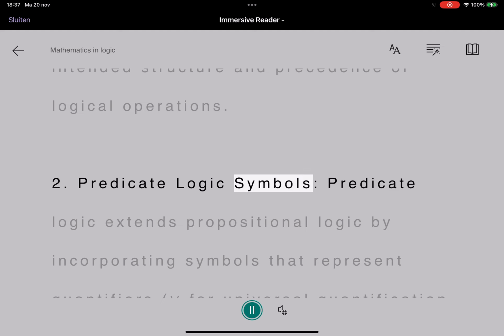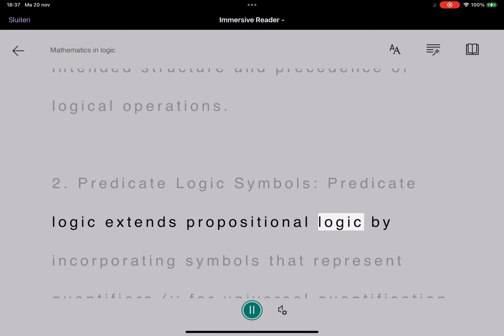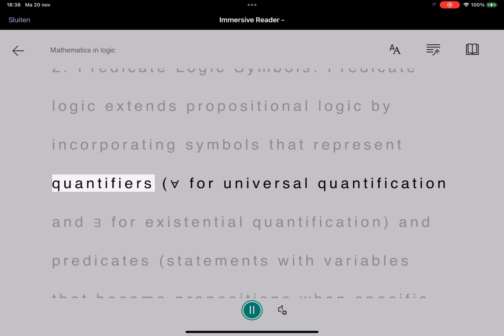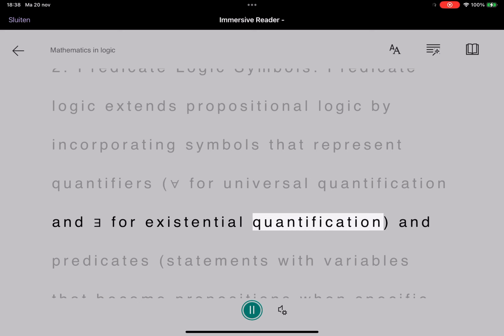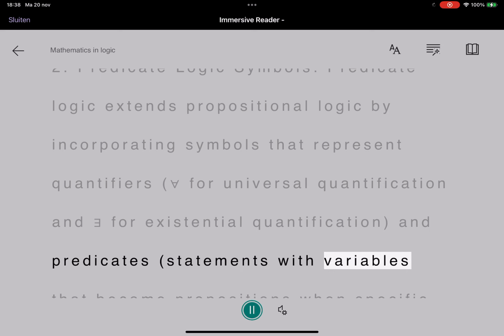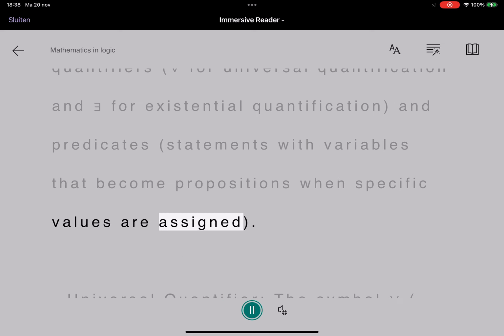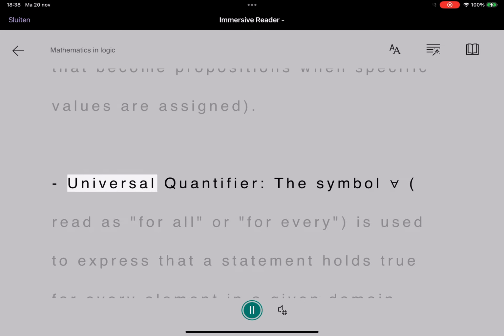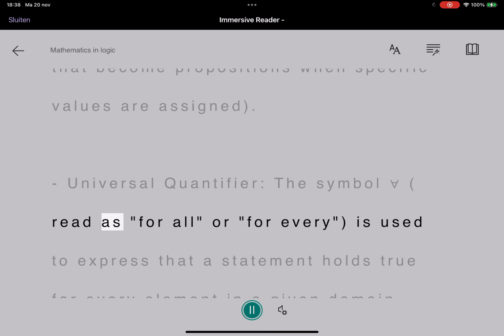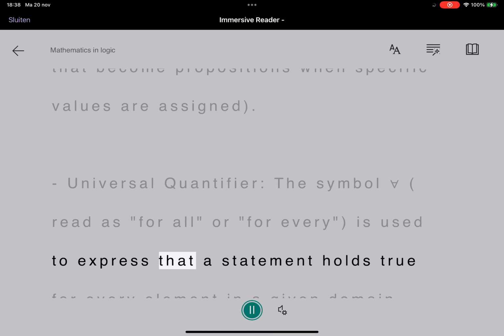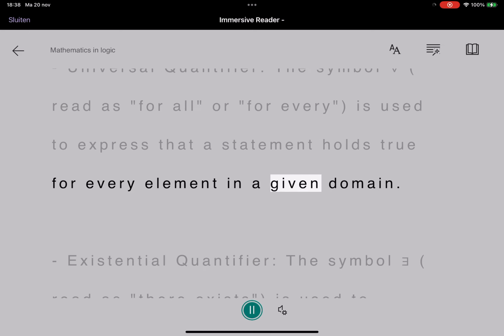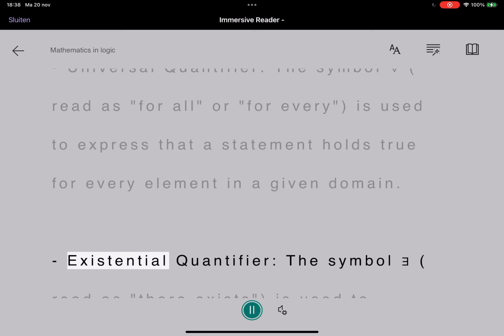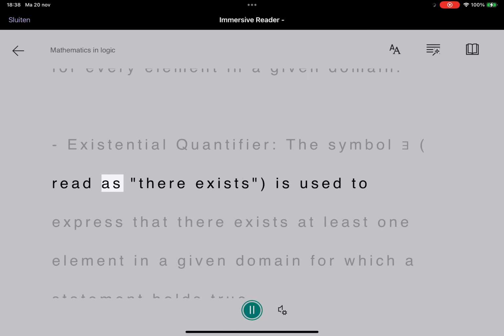2. Predicate logic symbols. Predicate logic extends propositional logic by incorporating symbols that represent quantifiers, ∀ (for all) for universal quantification and ∃ (there exists) for existential quantification, and predicates, statements with variables that become propositions when specific values are assigned. Universal quantifier. The symbol ∀, read as for all or for every, is used to express that a statement holds true for every element in a given domain. Existential quantifier. The symbol ∃, read as there exists, is used to express that there exists at least one element in a given domain for which a statement holds true.